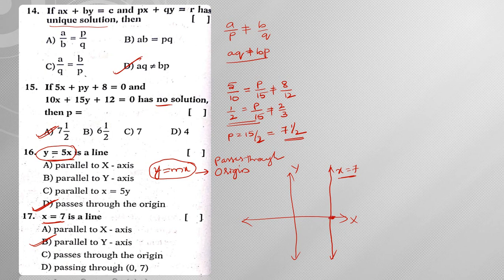And one more point we can say, it is passing through (7, 0). But in the options he has given (0, 7), which is not possible. Right? So other than parallel to the y-axis, if you want to give an option, then you can give that it passes through (7, 0). Right? So there is a possibility of asking.